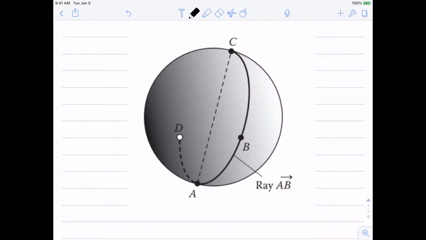Here's a picture of a ray on a sphere, so this would be going from A through B and up through C. This point D on the back is actually not part of the ray, since the betweenness relation here would be DAB instead of ABD. So spherical rays are essentially like semicircles, little half circles on the sphere.